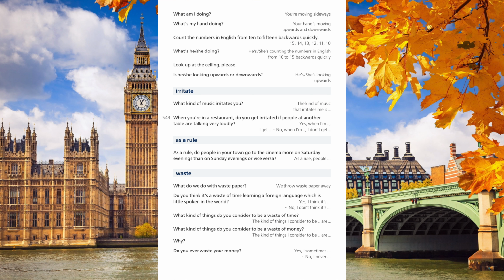As a rule. As a rule, do people in your town go to the cinema more on Saturday evenings than on Sunday evenings, or vice versa? As a rule, people in my town go to the cinema more on Saturday evenings than on Sunday evenings. Waste. What do we do with waste paper? We throw waste paper away.